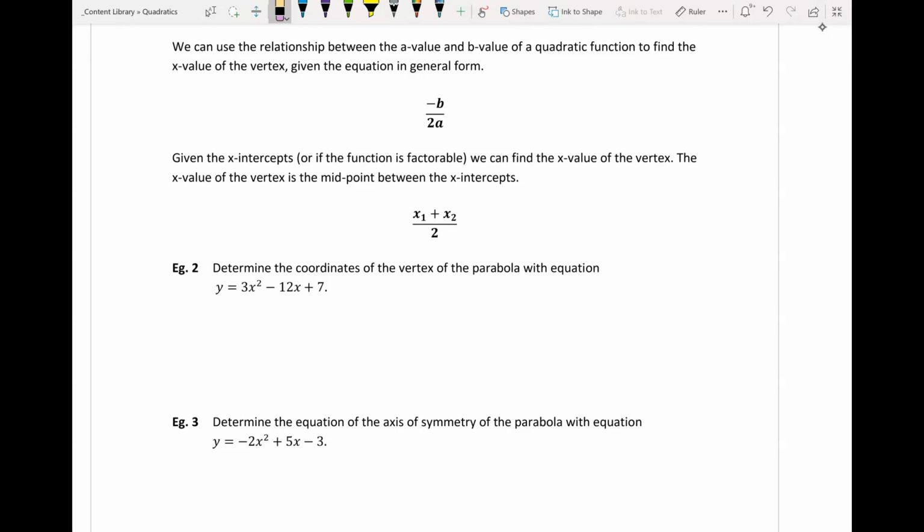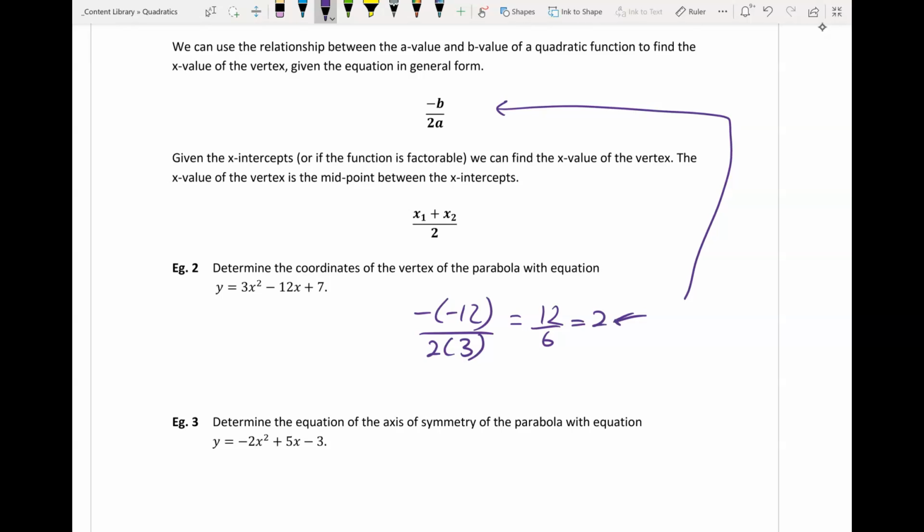In the first one, we want to determine the coordinates of the vertex of the parabola with the equation. In order to do that, you can complete the square, and you could also use one of these formulas as well. So if we just want to know what the coordinates of the vertex is, we can utilize this one up here. So our b value is negative 12, and our a value is 3. So that's positive 12 over 6, which is 2. This is your x coordinate.